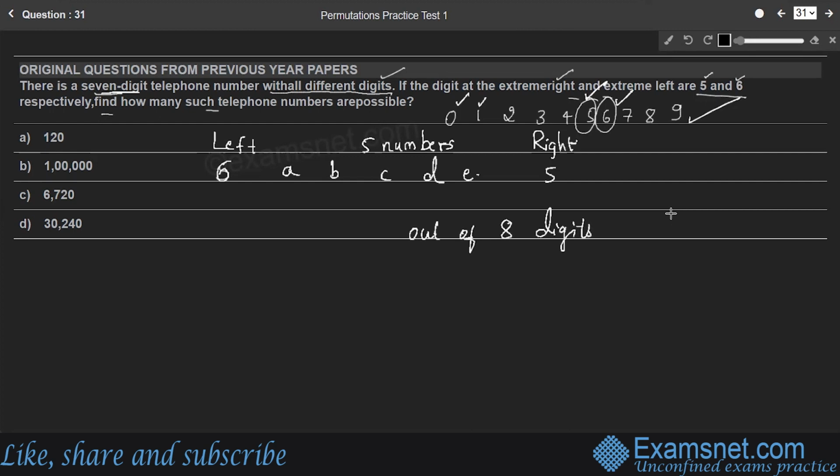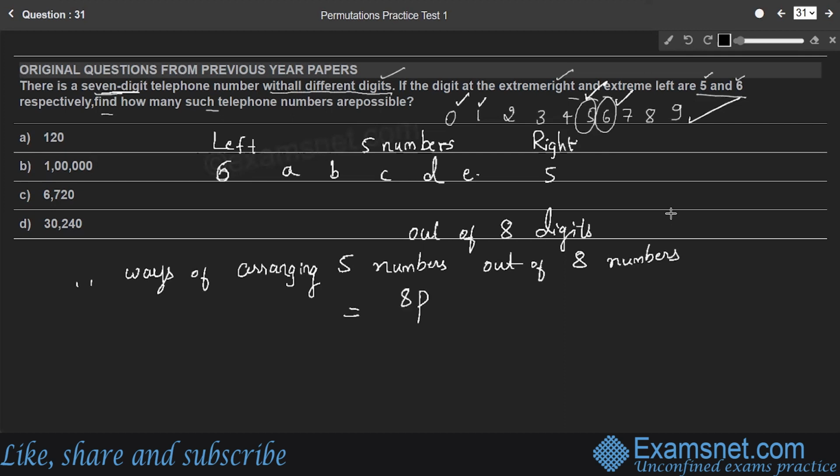in how many ways can these numbers be taken? We have to pick only 5 numbers. In how many ways can these 5 numbers be taken? Therefore, the ways of arranging 5 numbers out of 8 digits or 8 numbers, both are the same, is nothing but 8P5. 8P5.